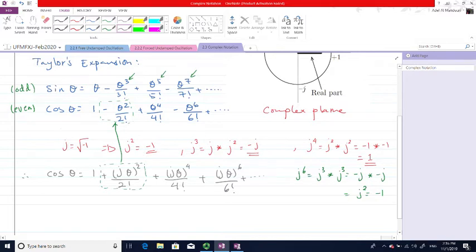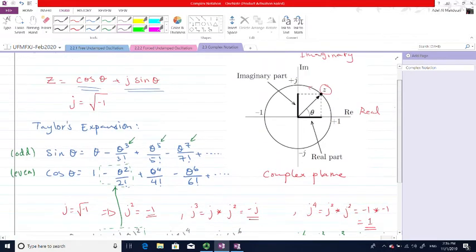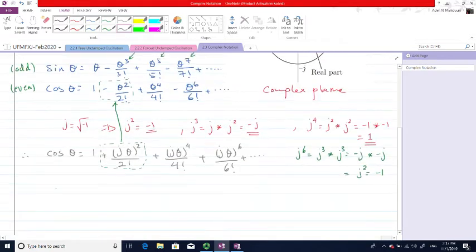Similarly, we plug in j in j sine theta. So we multiply by j sine theta. It's going to be j multiplied by what we have in here: theta minus theta to the power 3 over 3 factorial plus theta to the power 5 over 5 factorial minus theta to the power 7 over 7 factorial plus, and so on.